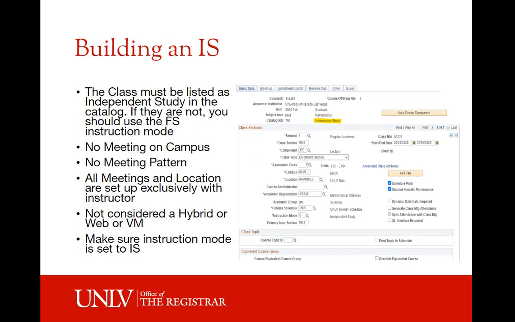If you are building an independent study course, please keep the following in mind. IS courses must be listed as independent study in the course catalog. All meetings will be determined by the instructor, so the scheduling pages will not include on-campus meeting or meeting pattern information. Independent study courses are specifically identified in the course catalog and are designed to allow students to work individually with a faculty member on a project or topic of interest. This makes them different from the other instruction modes.